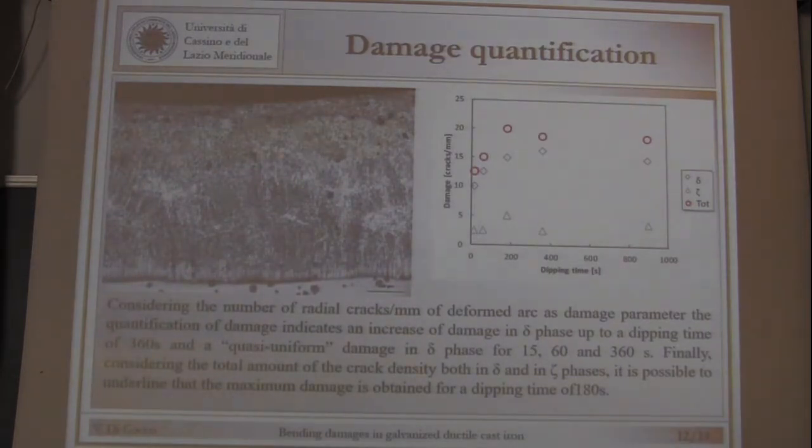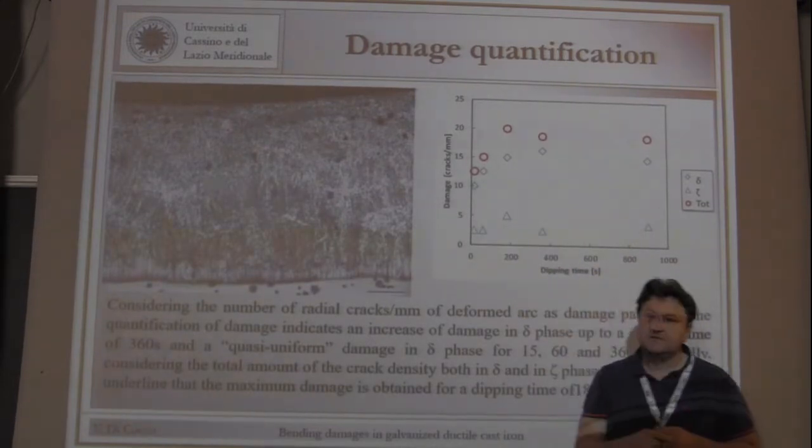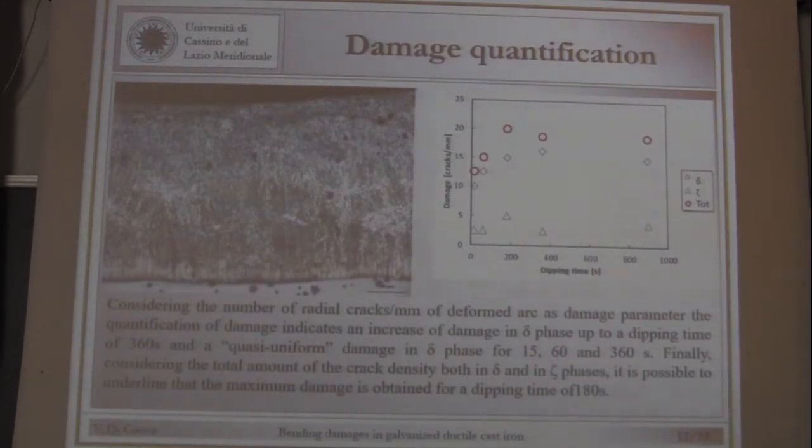Considering the damage parameter adopted, the number of radial cracks per millimeter, we can see this behavior. In order to analyze the stronger phase, we can see the zeta phase is characterized by low values of damage compared to the delta phase. The delta phase is the phase which we have to minimize in terms of thickness because it's not so strong.